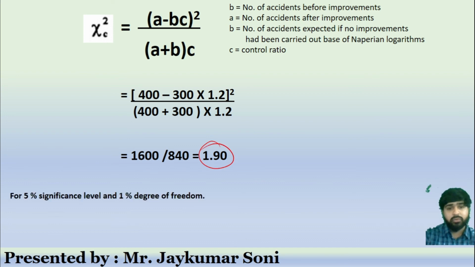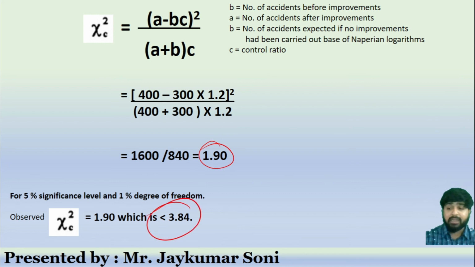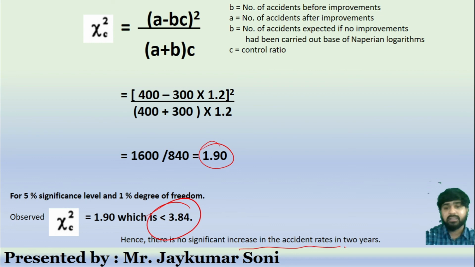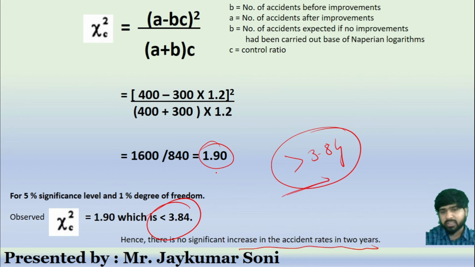Now for 5% significance, 1 degree of freedom, we have observed that the value is 1.90 and the value is less than 3.84. Means there is no significant increase in the accident rate. If this would be more than 3.84, then it means there is a significant increase. But this is not a significant increase because the value is less than 3.84. So this is how we can understand the concept with the help of an example. Now we'll calculate the remaining methods in the other session.